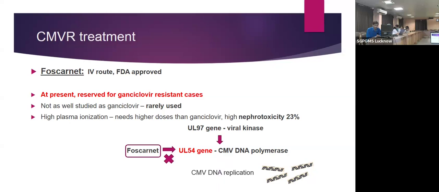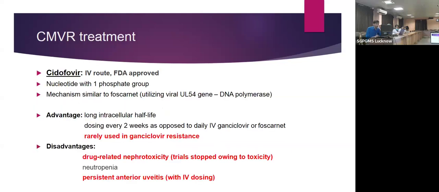Foscarnet acts upon the final stages of replication, and it directly inhibits the DNA polymerase of the virus, and therefore it is more effective and more resistant to the development of resistance because it directly attacks the polymerase. Since the genome is destroyed, the possibility of the virus creating resistance is almost negligible. Actually, foscarnet is a very good drug, but the problem is nephrotoxicity. The nephrology people are very averse to this drug, and even many trials have been stopped because of the high degree of nephrotoxicity with this drug.